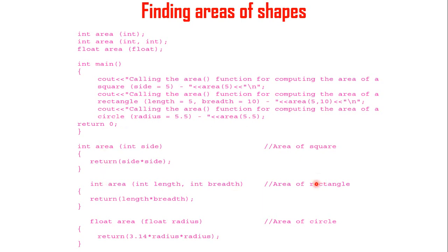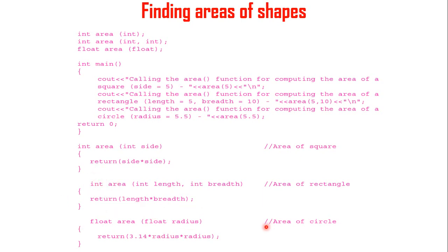Next, for a rectangle. For a rectangle, how many arguments do we need? Two arguments are required. So area with two integer arguments: integer length, integer breadth. What is the formula? L into B. You can write the expression length * breadth, then return the value of the product to the calling program as an integer data type.